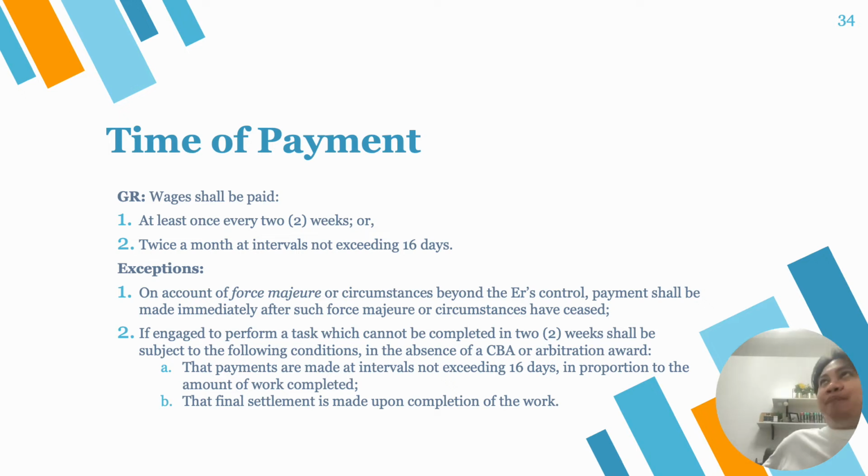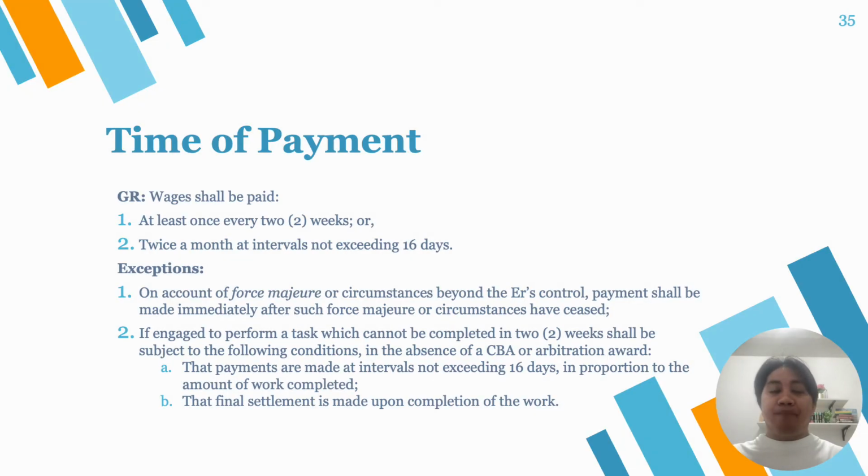Okay? So the employer cannot claim that the project has not been finished yet, we will pay you at the end of the project, which will be in 2 years. You're working. So where are you going to get your subsistence, your food, the payment for your rent and transportation and everything? You still have to be paid within that particular interval. Note that the interval here does not exceed 16 days, but that should be in proportion to the amount of work completed with respect to the project, and there is a final settlement to be paid to you at the completion of work or the project.